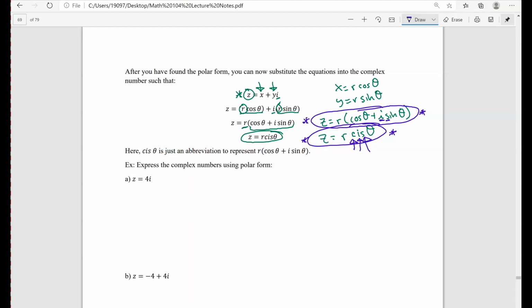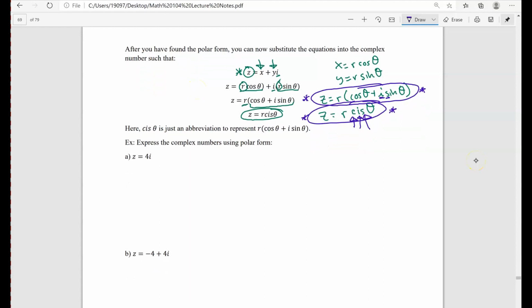So in the previous video, we were deriving a couple of the formulas from polar form for a complex number. Here we have the formulas, and we're going to do a couple of examples. Keep in mind that cis is just an abbreviation for cosine theta plus i sine theta, and there's an r right in the front.